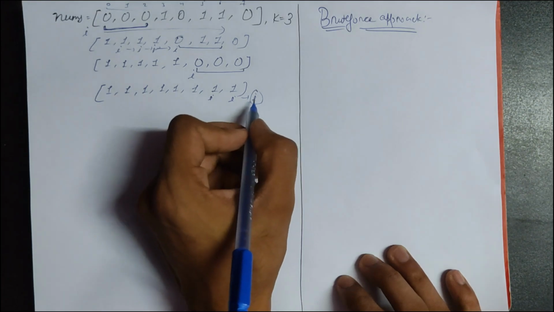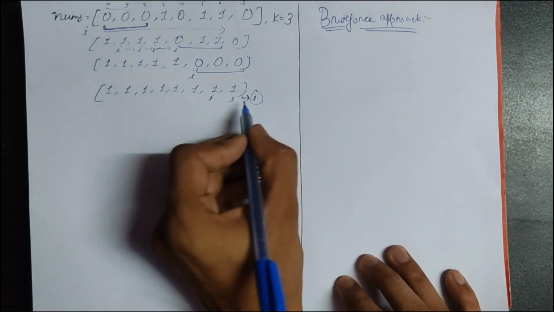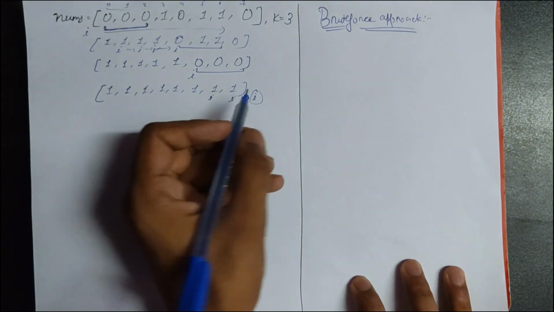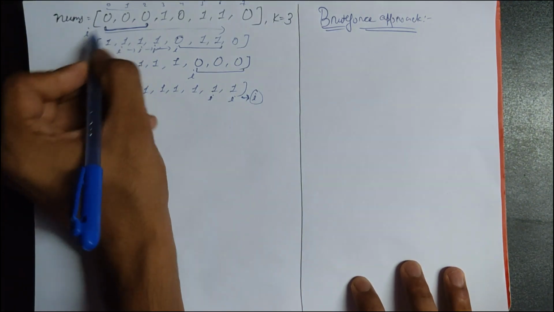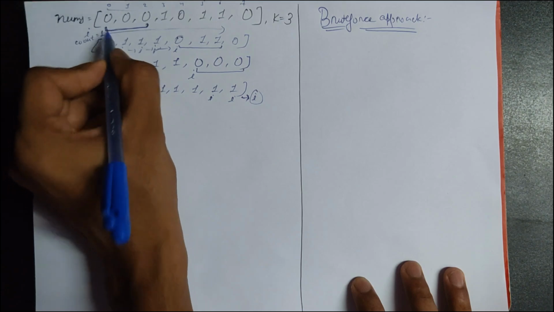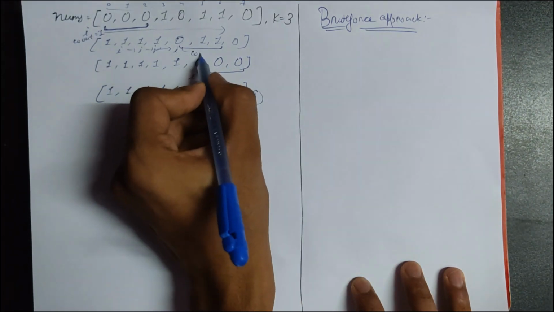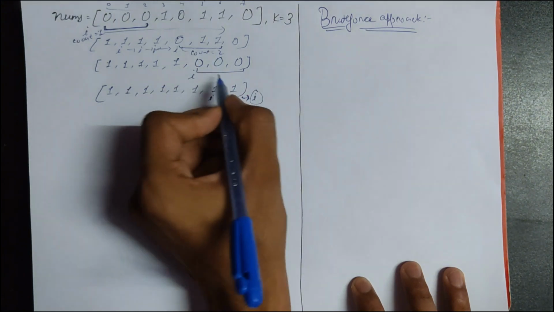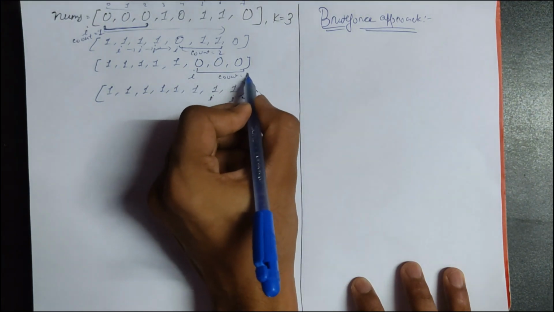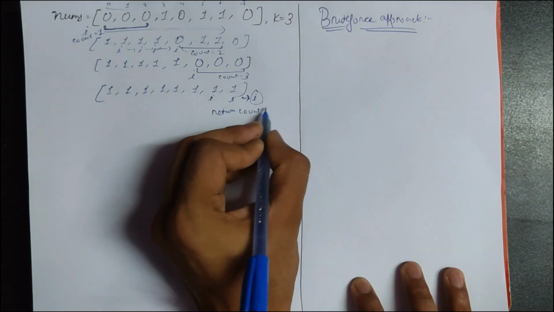At this point we will break the loop, and if I reach here, we will return the count of how many times we swapped elements. Initially count was 0, and at this point count was updated to 1. Now when we swapped here, count was updated to 2, and at this point count was updated to 3. So we will return count after execution of the whole loop.